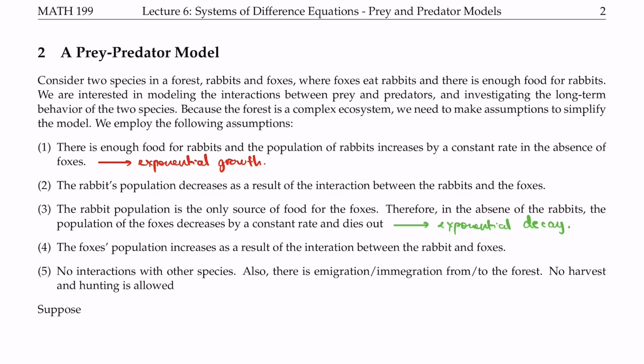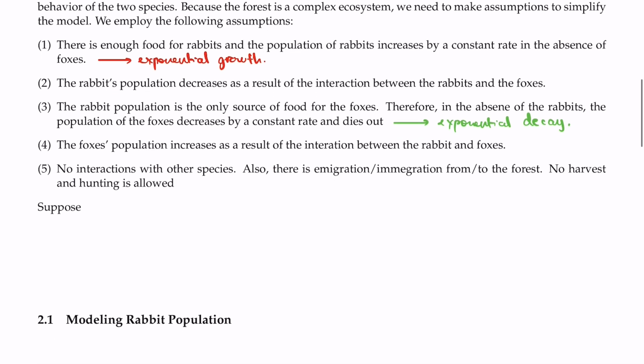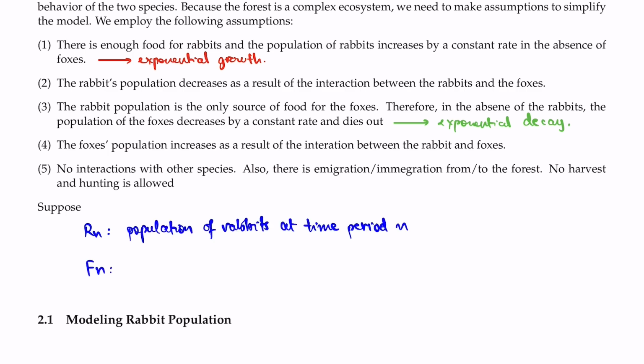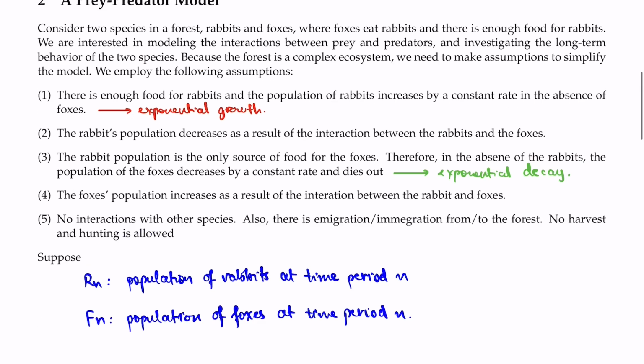Now we're going to introduce some terminology so that we can use it in building the model for rabbit and fox populations. So I'm going to call R sub n the population of rabbits at time period n, and F sub n the population of foxes at time period n. And to build up the model for rabbit populations and fox populations, we're going to follow the assumptions that we made at the beginning here.